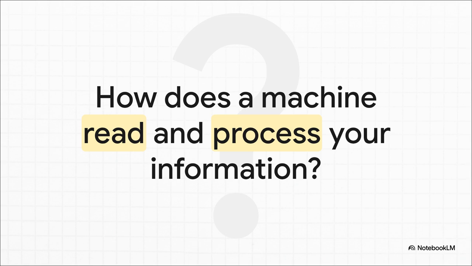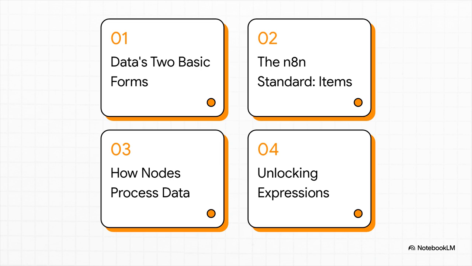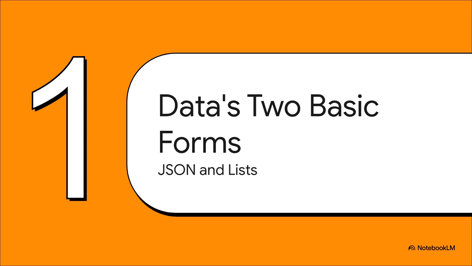But underneath it all, it's not magic. It's just structure. And today, we're going to pull back the curtain on that magic so you can build smarter, more efficient workflows. So here's our game plan. We're going to start with the two most basic ways data is organized. Then, we'll see how n8n has its own special standard called items. After that, we'll look at how the nodes actually process that data. And finally, we'll get to the really cool part, how you can take control using expressions. Okay, let's get right into it.